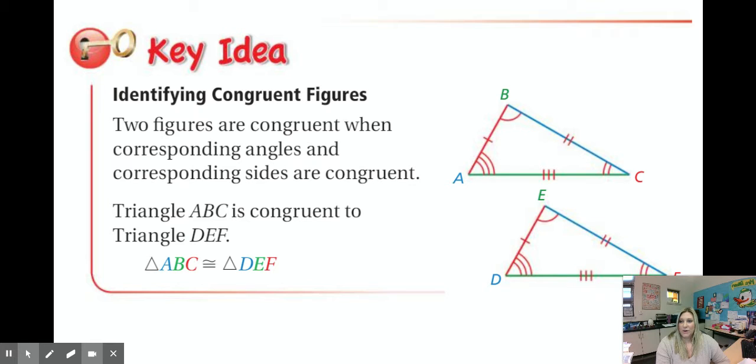Okay, we are going to identify congruent figures. Notice all these little tick marks and curves. This tells us that these angles are corresponding and that these sides are corresponding. So we will practice this in class together, but for example, angle B has that curved line, and if you go to angle E with the curved line, it means that they are corresponding angles and they are the same. Now, when all angles and all sides correspond, we know that the triangle ABC is congruent to triangle DEF.